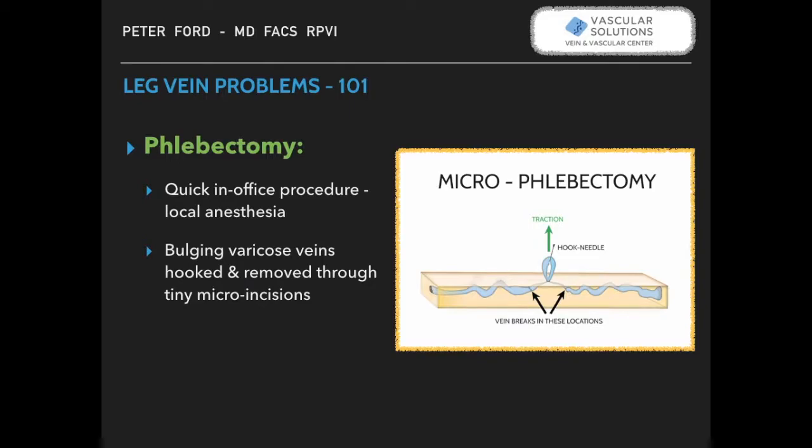There's another procedure that I regularly perform called phlebectomy. It's basically a form of treatment for large ropey veins on the legs, and these veins are difficult to treat with foam or radiofrequency ablation. This procedure involves injecting numbing medicine into the skin and the tissues underneath the skin, and then making a tiny puncture in the skin with a needle, and then using a bent needle or a tiny hook to pull the vein out from underneath the skin.